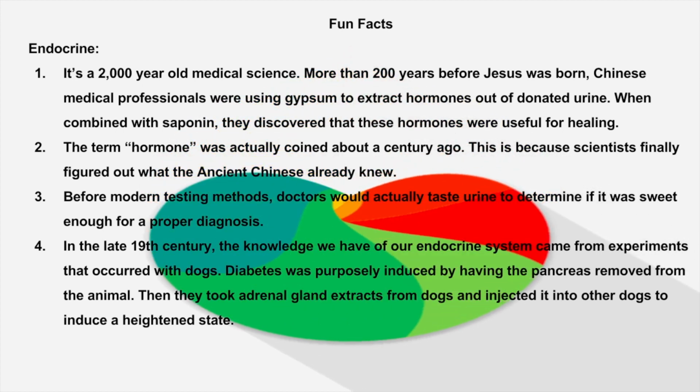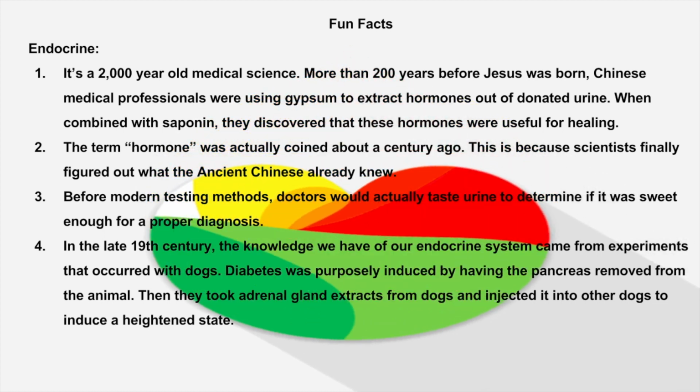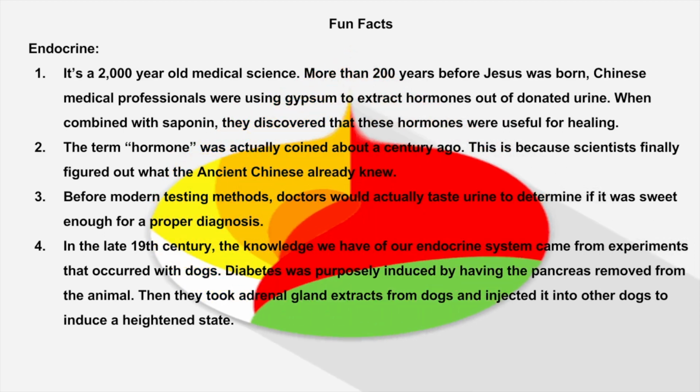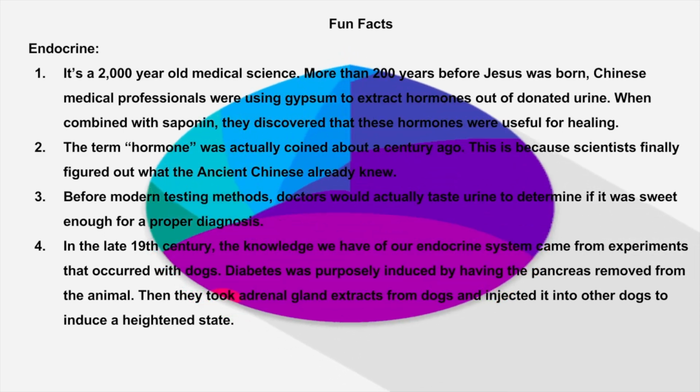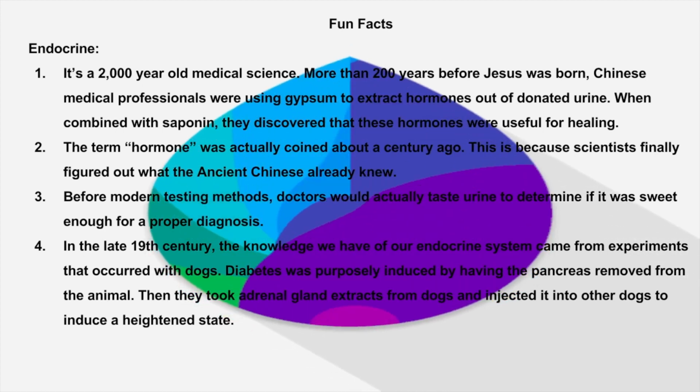The term hormone was actually coined about a century ago. This is because scientists finally figured out what the ancient Chinese already knew. Before modern testing methods, doctors would actually taste urine to determine if it was sweet enough for a proper diagnosis.